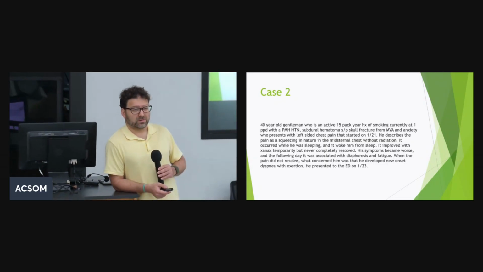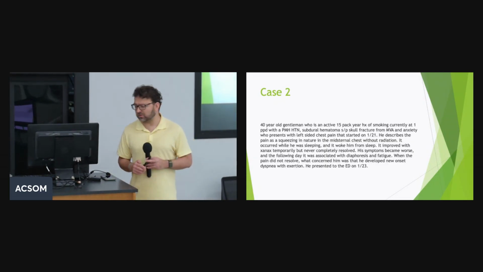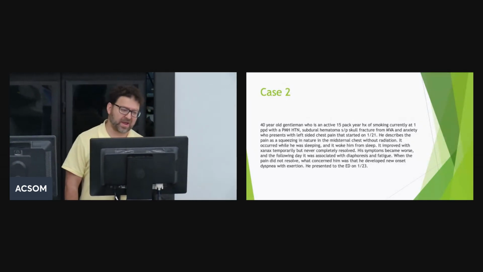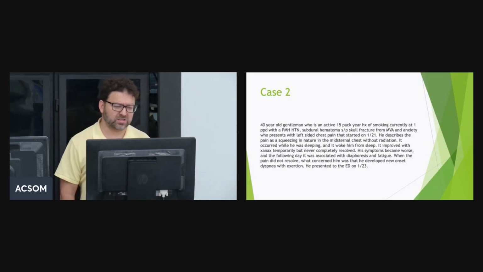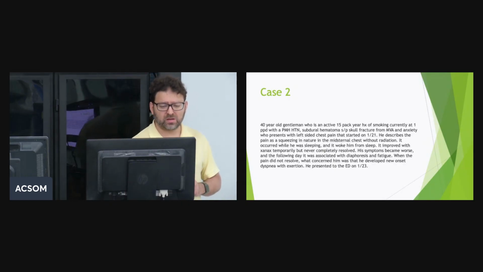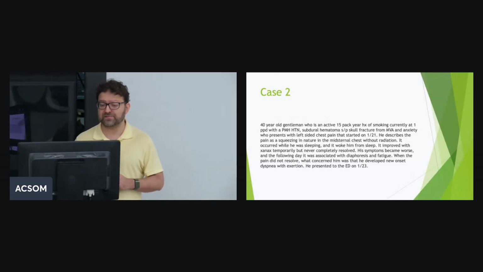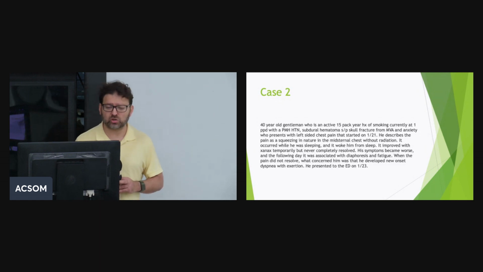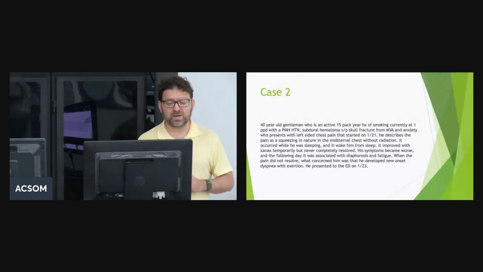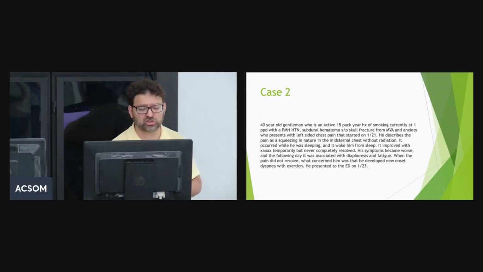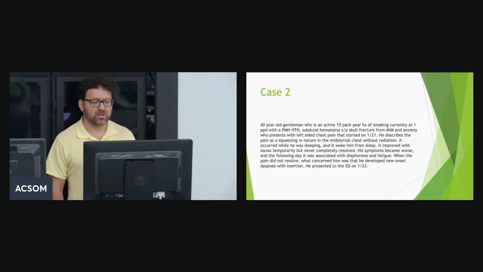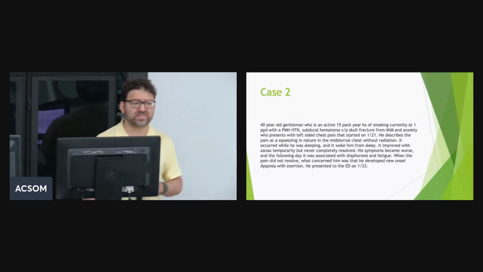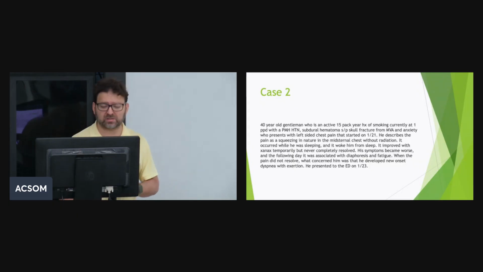All right, another case. A 40-year-old is coming in. Active smoker, 15-pack year history, one pack per day. He's got hypertension. He suffered a subdural hematoma and is status post a skull fracture from a motor vehicle accident. He's got anxiety, and he presents with left-sided chest pain that started on the 21st. He describes the pain as squeezing, mid-sternal, without radiation. It occurred while he was sleeping and woke him up. It improved with Xanax temporarily, but never completely resolved.